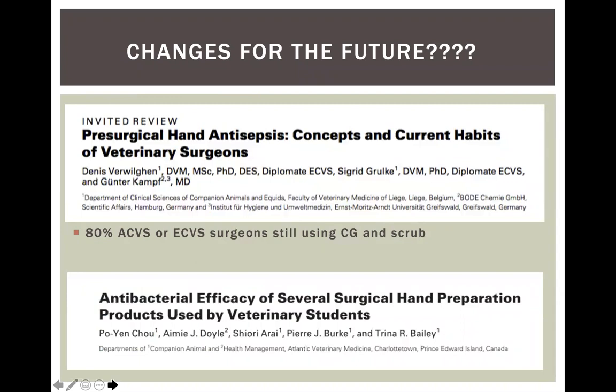and you can see them in veterinary lab environments. But a survey was done with ACVS and ECVS, those are the European College of Veterinary Surgery diplomats, on what they use. And you can see 80% of surgeons were still using physical hand washing and scrubbing with chlorhexidine gluconate.